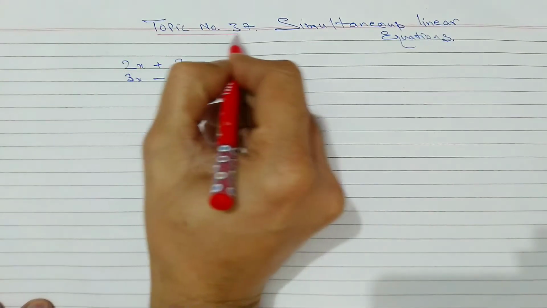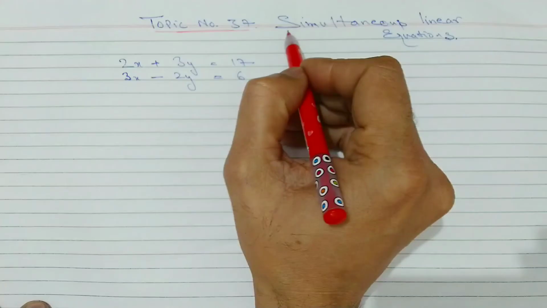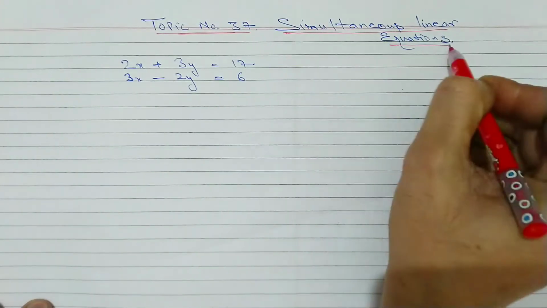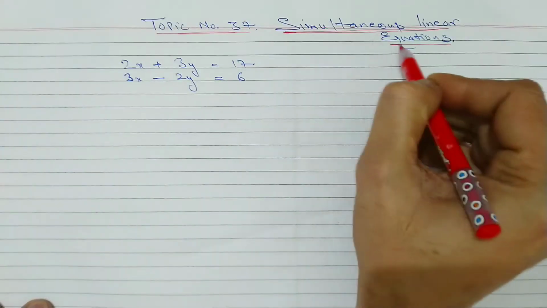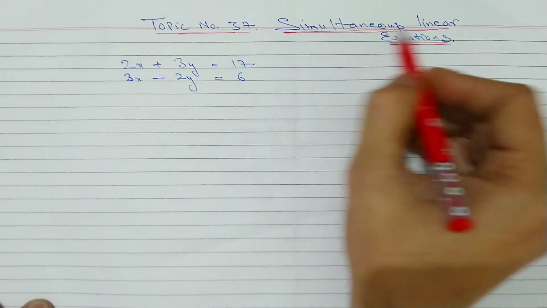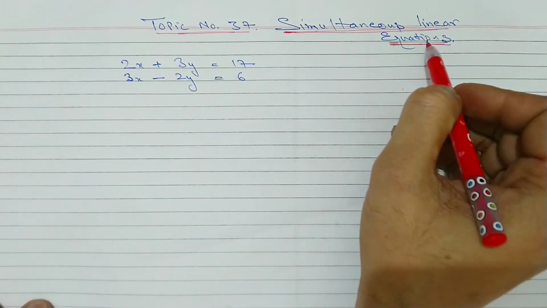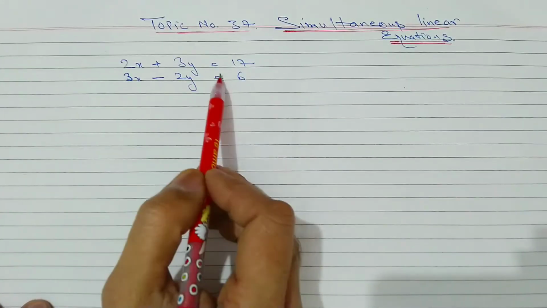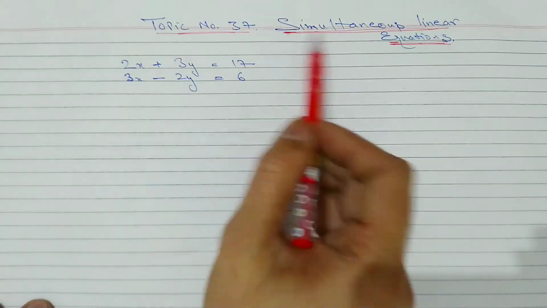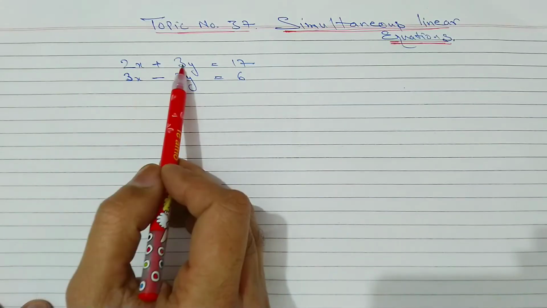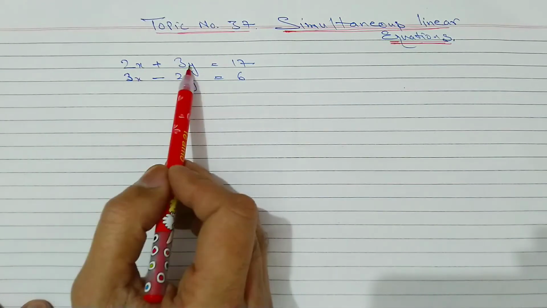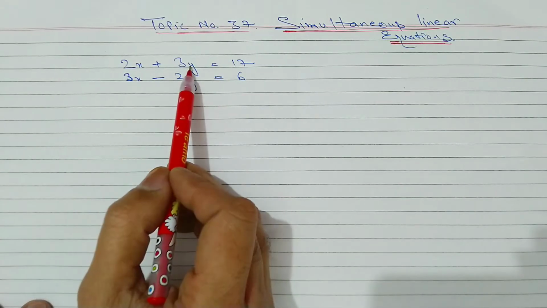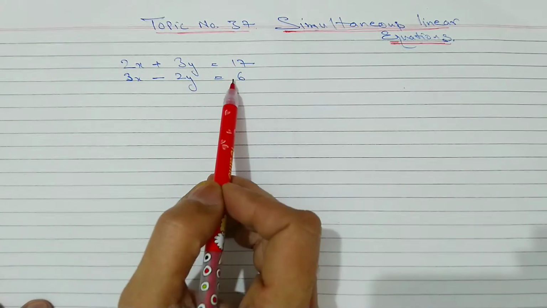Our topic number 37 is shortcut to solve simultaneous linear equations. Shortcut method to solve simultaneous linear equations. These are the set of equations having two variables, say x and y. We have to calculate the value of x and y by shortcut method.